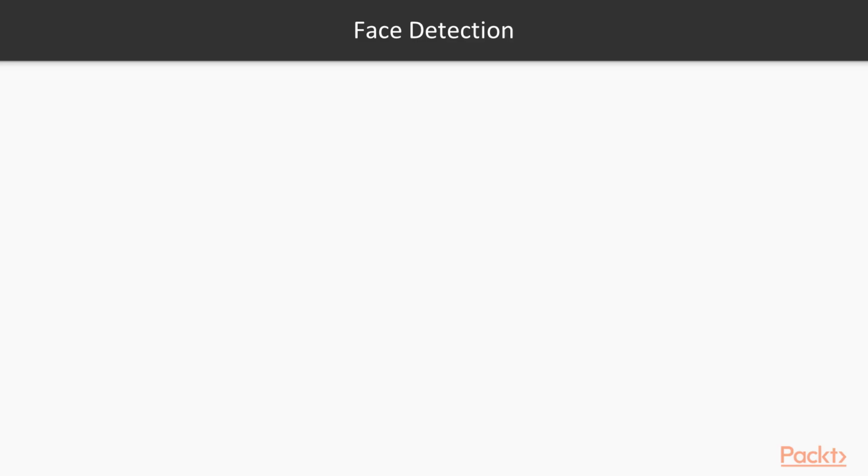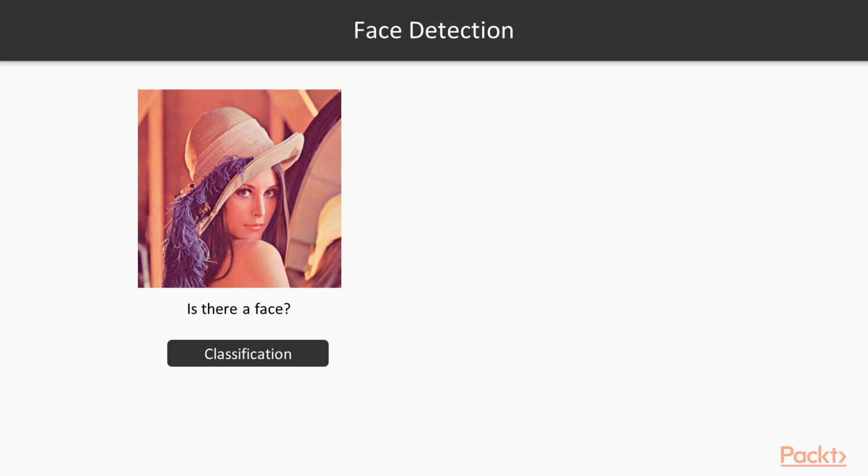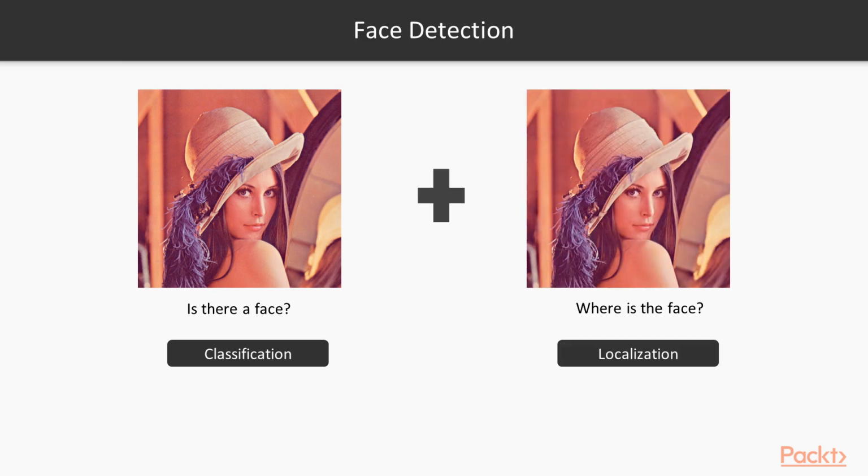Why do we need face detection? Face detection is the first step towards face recognition, and we all know how popular face recognition is these days. From unlocking your phone to real-time surveillance, face recognition is used everywhere. And if we look closely, face detection is a twofold problem. The first step is classification: is there a face in this image? And the next, if there is a face, where exactly is the face in the picture? That's a localization problem. Both these combined form a face detector.